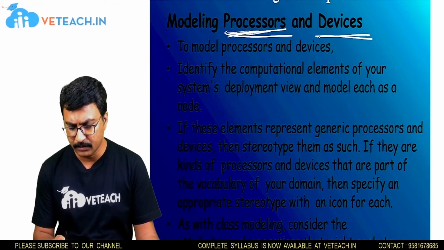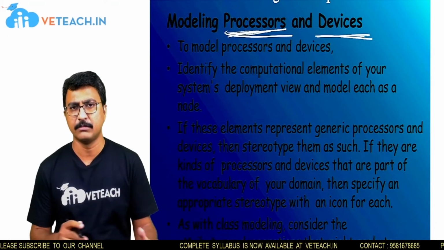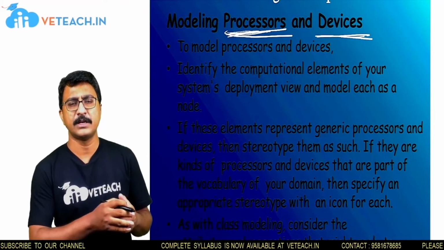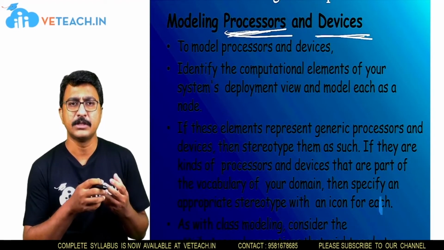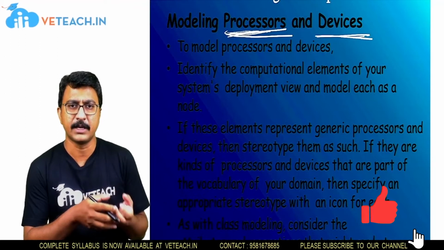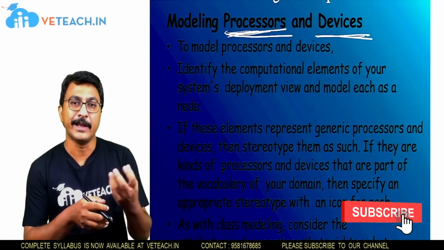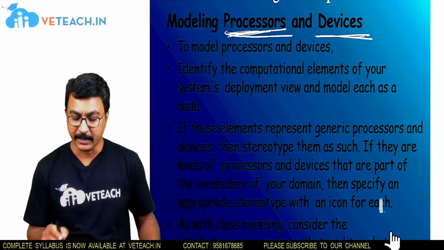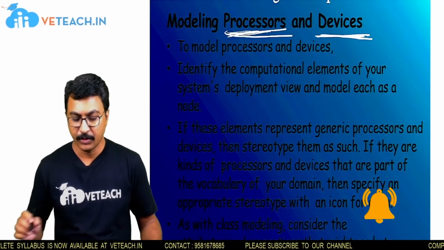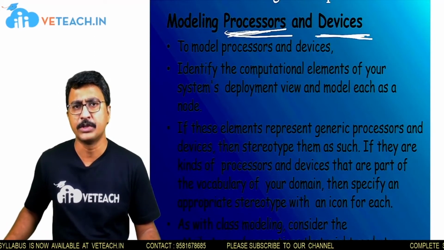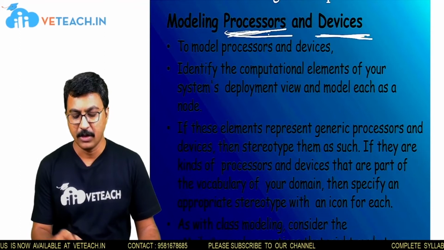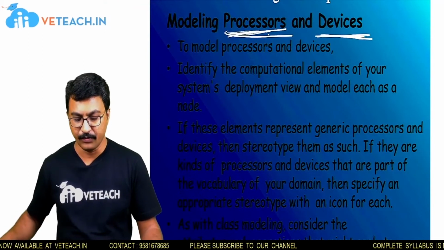And these can also be devices. Like you have a server, and there are certain other individual systems, clients, that are connecting to a server. All those clients can now be called a device. So your physical deployment nodes can represent a processor or can represent a device. So how do we do that?